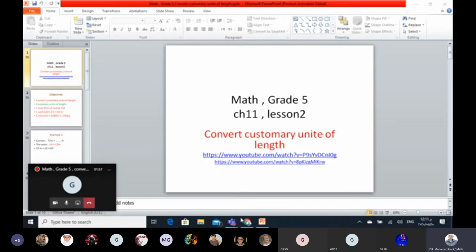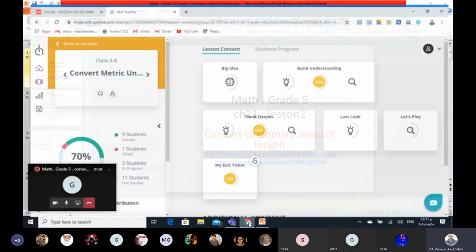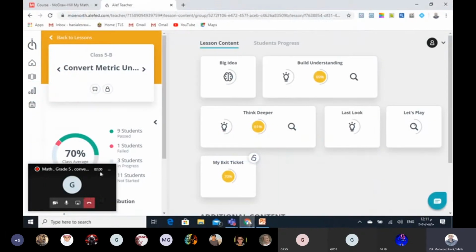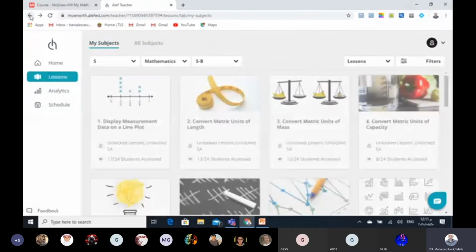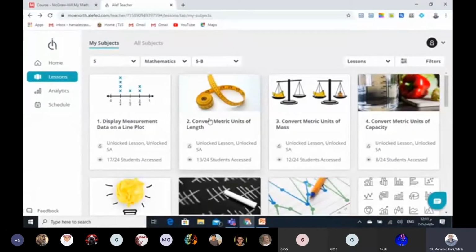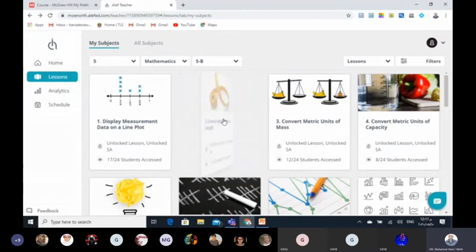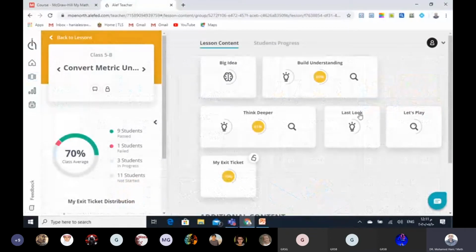Before we start, we want to go to the Alif program. This is the dashboard of Alif program. This is our lesson today, convert metric units of length. When you finish your schedule, please go to this lesson. Go inside your account to see this dashboard here.